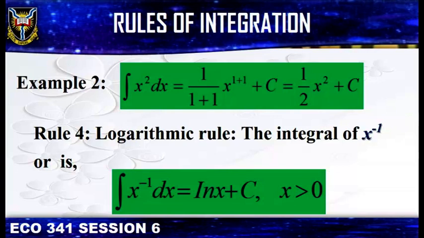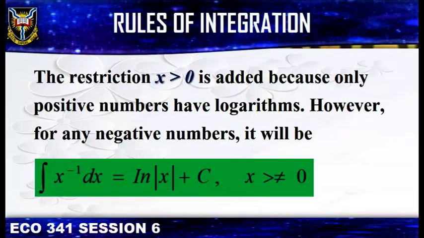Rule 4. Logarithmic rule. The integral of x raised to the power minus 1, or 1 over x, is ∫x^(−1) dx = ln x + c, x > 0. The restriction x > 0 is added because only positive numbers have logarithms. However, for any negative numbers, it will be ∫x^(−1) dx = ln|x| + c, x ≠ 0.